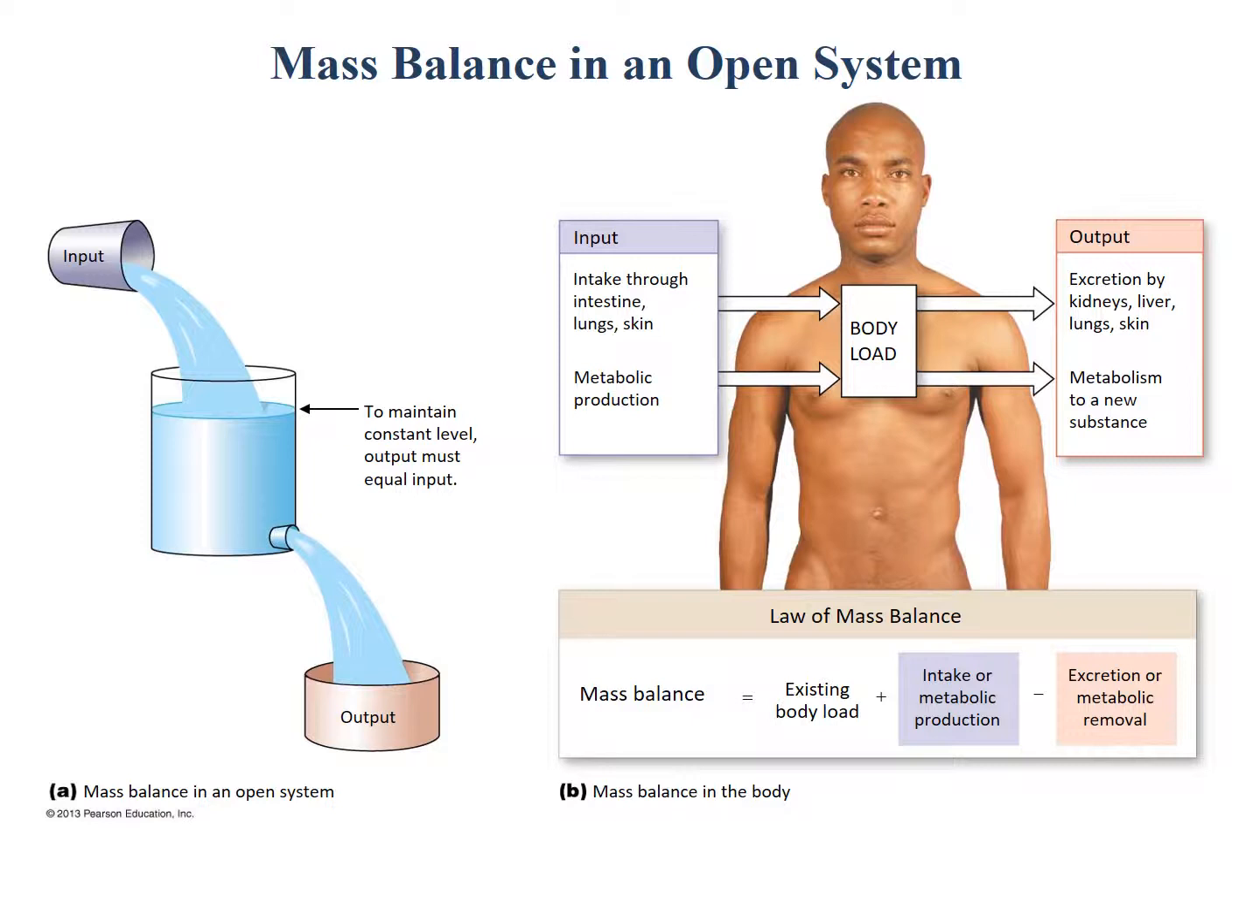Anytime we need to in our body, we need to balance this overall system. And we do this from our existing body load plus our intake minus our excretion. And this equals our overall mass balance of the system. So this can explain how we can maintain certain fluid levels, a certain body weight, or certain chemical compositions in our body of different amino acids, carbohydrates, etc.